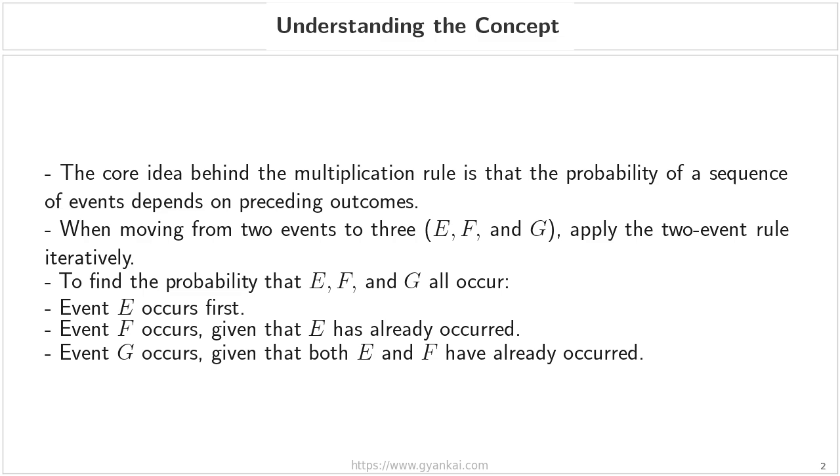First, we look at the probability of event E occurring. Next, we look at the probability of event F occurring, but specifically under the condition that event E has already happened. And finally, we look at the probability of event G occurring, given the fact that both event E and event F have already taken place. Now that we've established that we are moving beyond just 2 events, let's really dive into the core concept here. In the next slide, we are going to see the formal mathematical derivation of how these steps are linked together into a single formula.